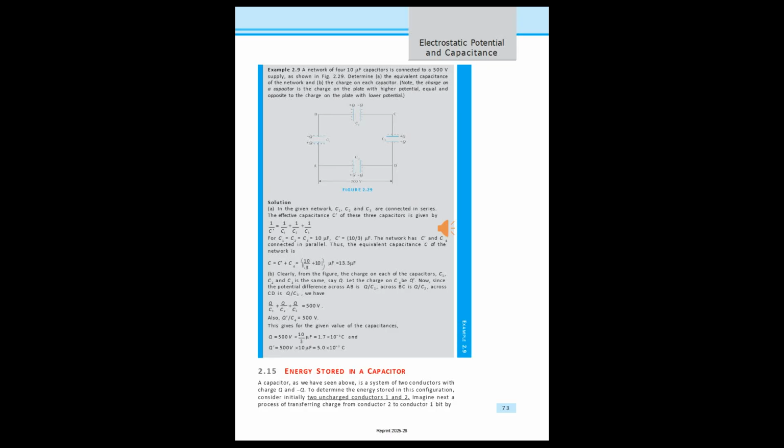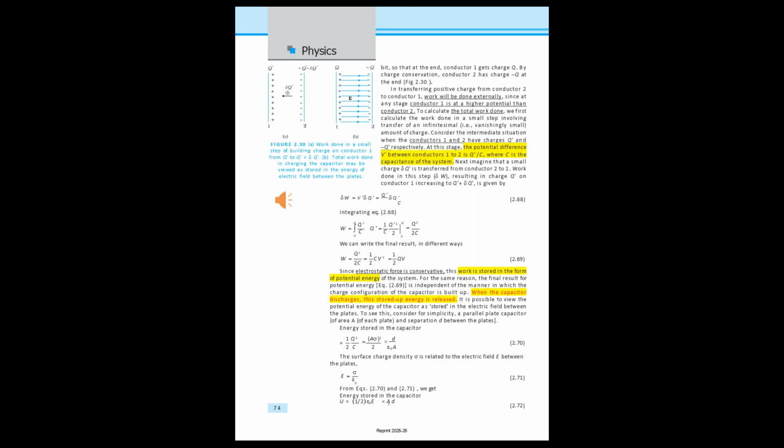so that at the end, conductor 1 gets charge Q by charge conservation. The conductor 2 has a charge minus Q at the end, which is given by the figure 2.30. In transferring positive charge from conductor 2 to conductor 1, work will be done externally, since at any stage conductor 1 is at a higher potential than conductor 2.